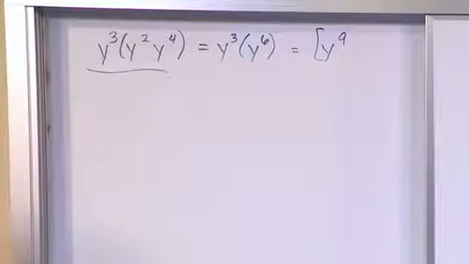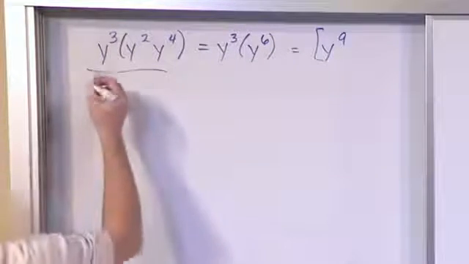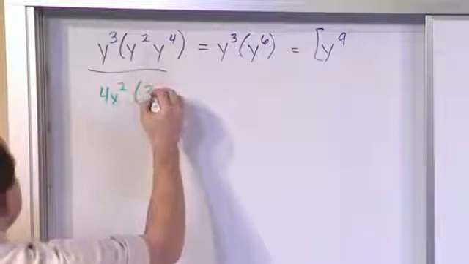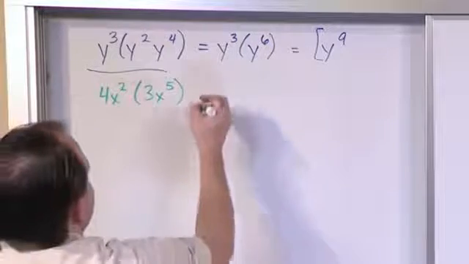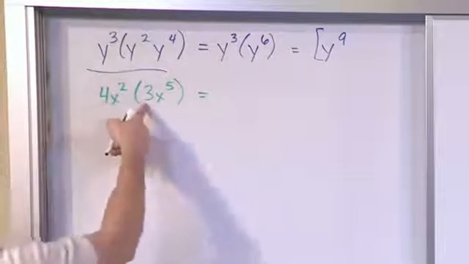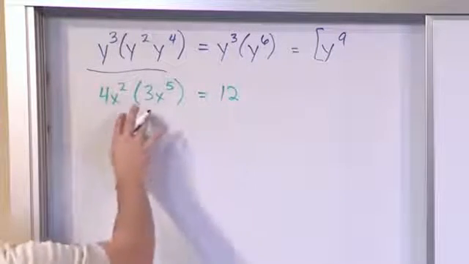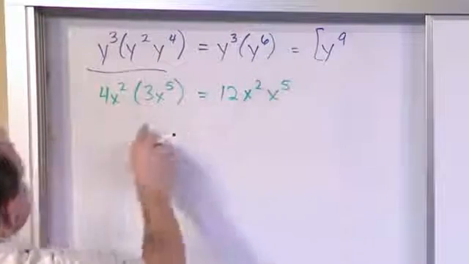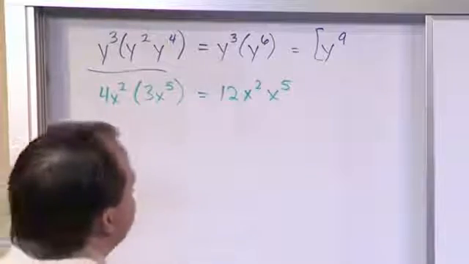All right? Let me change colors here just to break it up a little bit. What if I have 4x squared times 3x to the 5th? Something like this. What you have going on here is multiplication. The 4 times 3 is still going to stand, so you're going to have 12. But just to keep it clear, let me write everything else out. I'm going to have 12 times x squared, and I'm still going to have the x to the 5th. Basically, I'm multiplying the numbers, but everything else, let me just keep along for the ride so you can see what I'm doing.